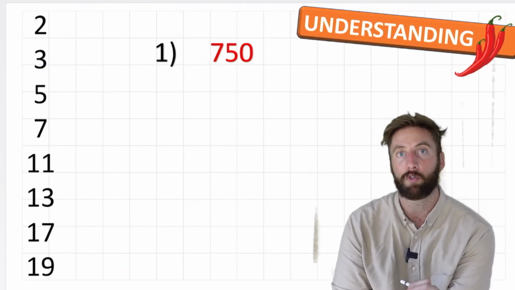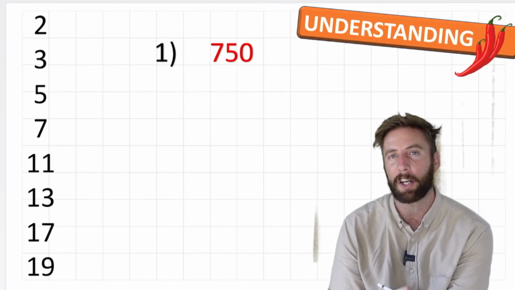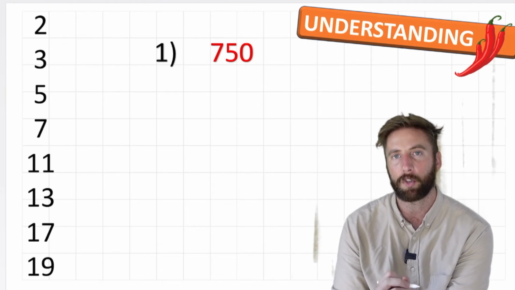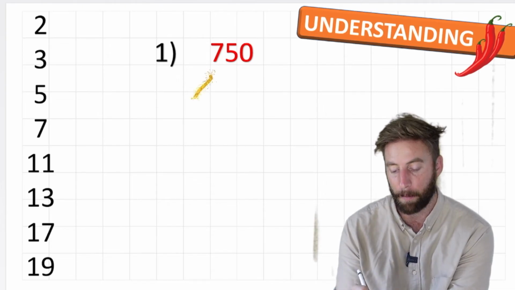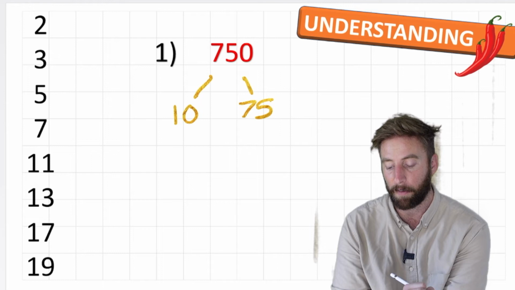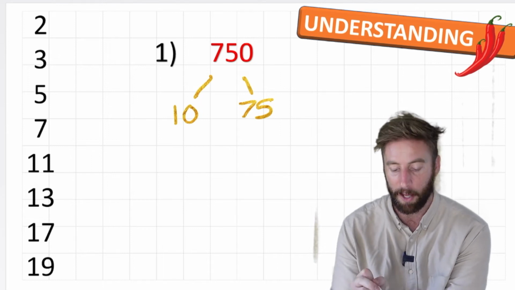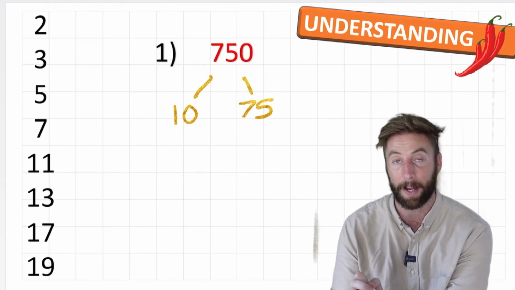Let's have a look at our red chili challenge, 750. Well, this might look harder than it actually is because what we're trying to do is just find a factor pair. And one sensible starting position might be to do 10 and 75 because 10 times 75 equals 750. But have I found any prime numbers yet? No, I don't think I have. 10 is not a prime number and 75 is not a prime number. So I need to keep going.